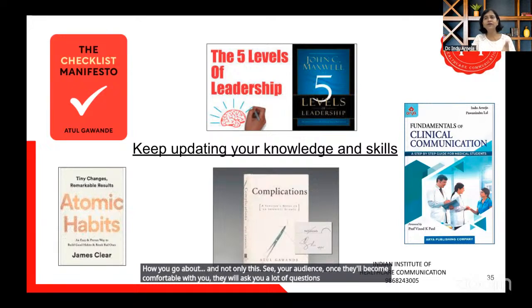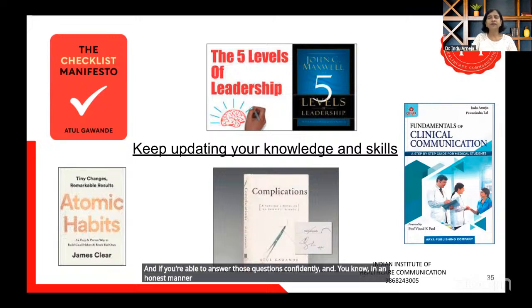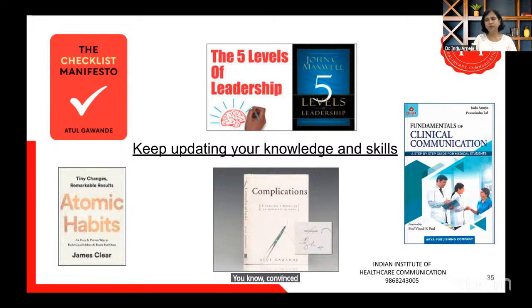They may not be related to the topic that you are discussing. And if you have done your homework well, and if you are well versed with the related topic, and if you are able to answer those questions confidently and in an honest manner, your audience and your participants will be convinced with your content or your knowledge or your expertise. So make sure that you keep updating your knowledge.